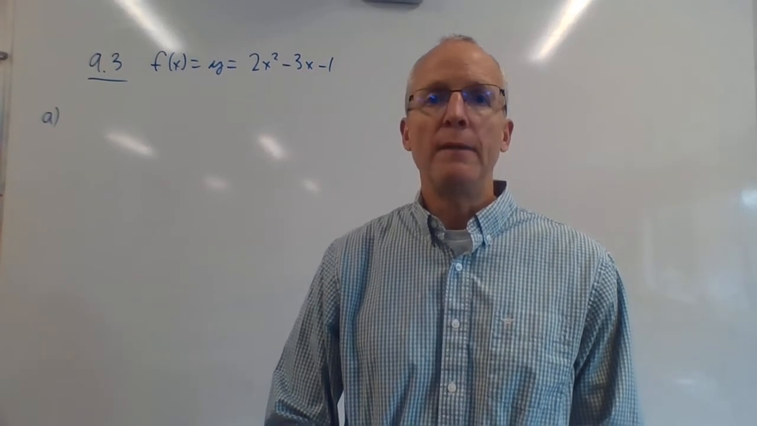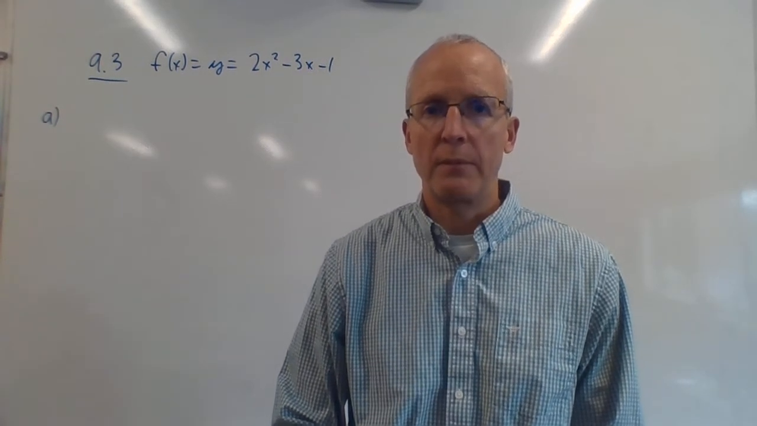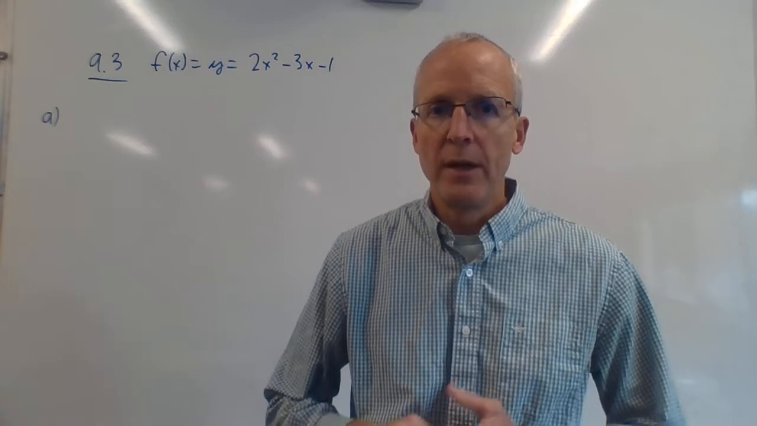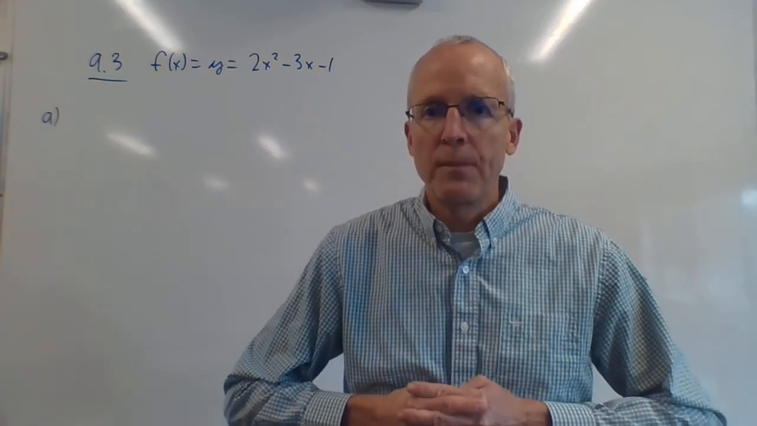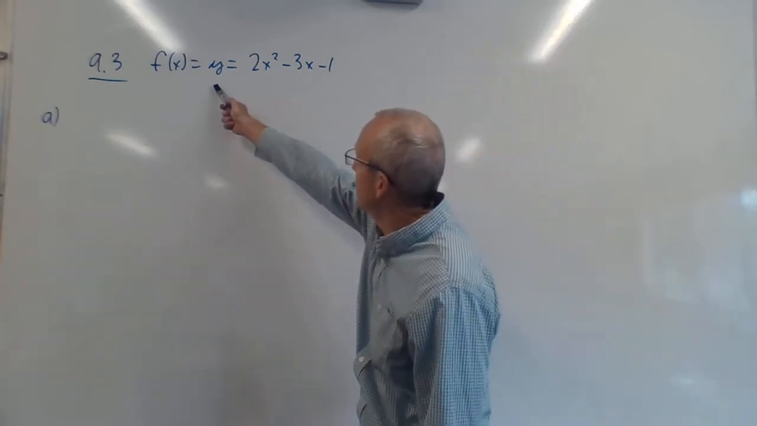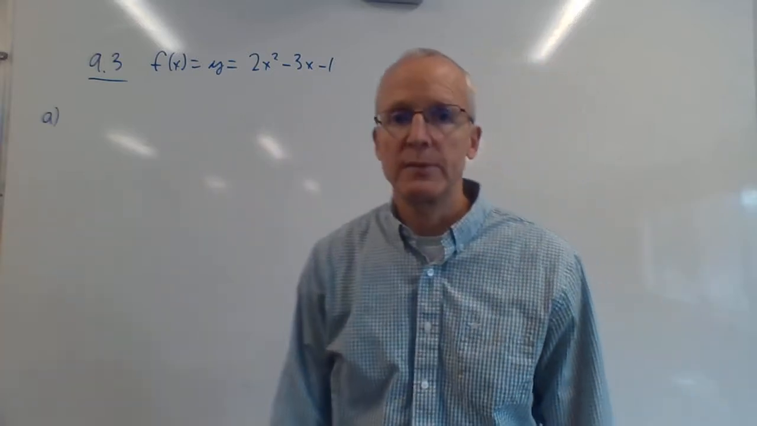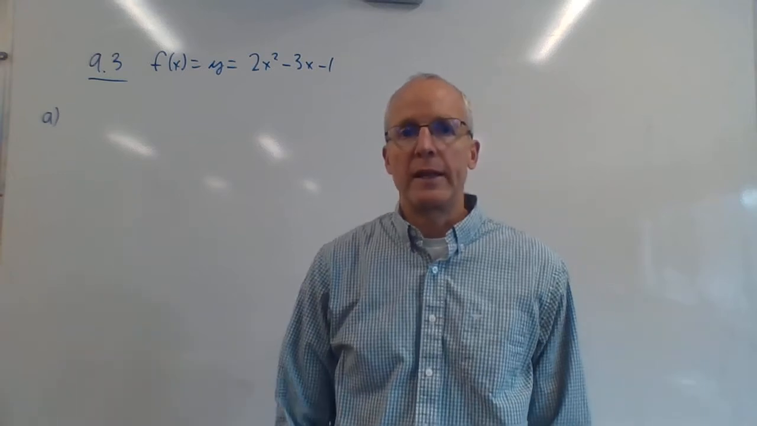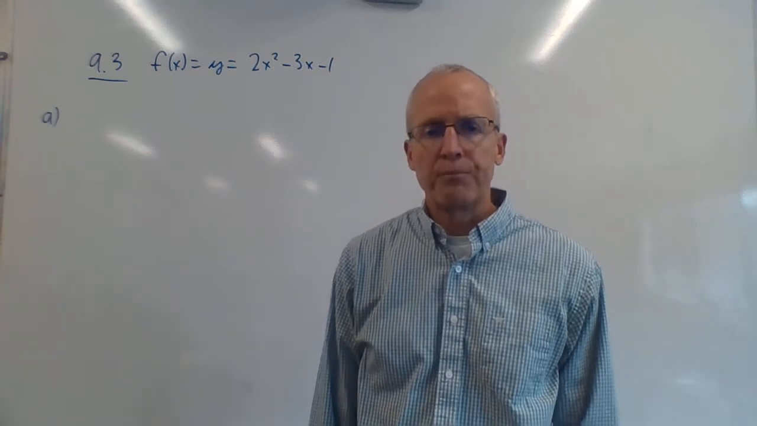Problem 9.3 is a good summary of the whole idea of this chapter, so it's a good one for us to go over. What they do is they give us a quadratic, y is 2x squared minus 3x minus 1, and then we look at finding the inverse function for it.